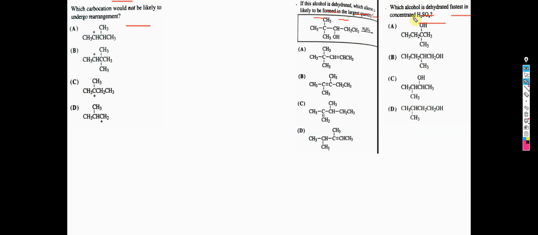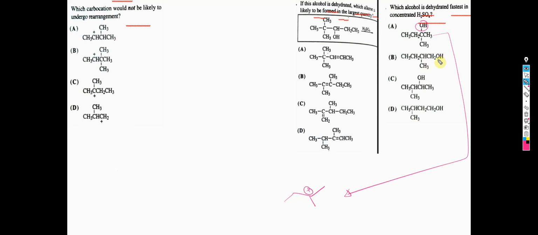Okay, so which alcohol is dehydrated fastest in concentrated sulfuric acid? As we just saw, when you have alcohols in sulfuric acid, you produce a carbocation. So we have to see which of these can produce the most stable carbocation, which is going to be the most stable intermediate. So that right off the bat is the most stable intermediate producing substrate, because it will produce the tertiary carbocation. You will produce a carbocation on that carbon, because that is going to be protonated and lost.